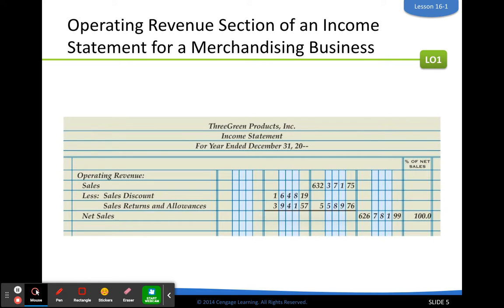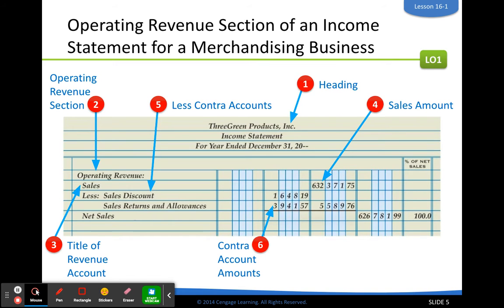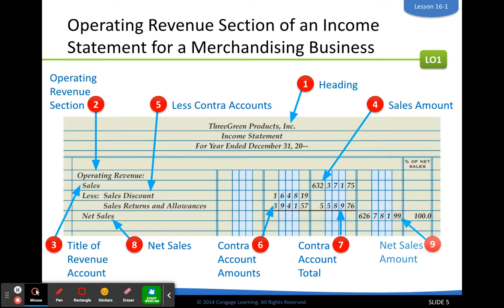So here's an example of our operating revenue section on the income statement. Our 3-line heading is the same for all statements: always the company name on the first line, the name of the statement on the second line, followed by the date on the third line. Then we have our operating revenue section. We have the title of the revenue account, which for us is sales, and the balance from the adjusted trial balance. Then we subtract the contra accounts, sales discount and sales returns and allowances.